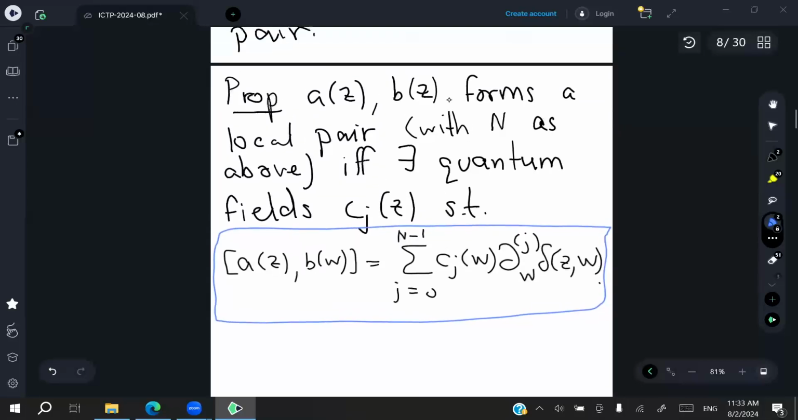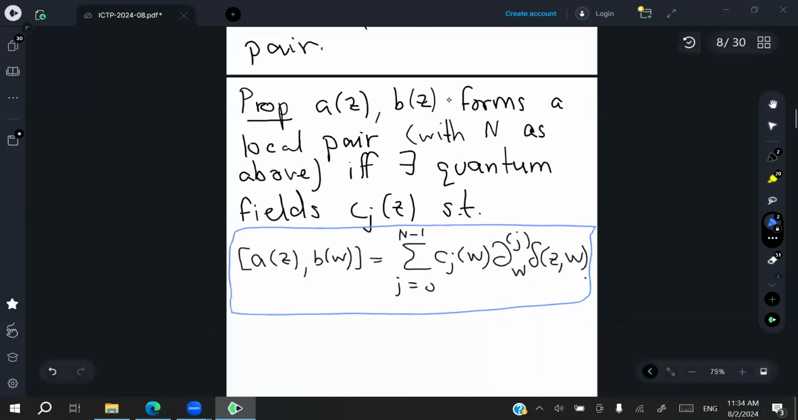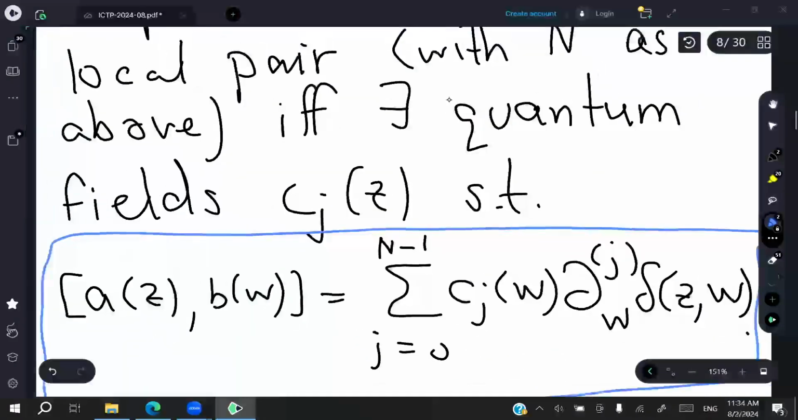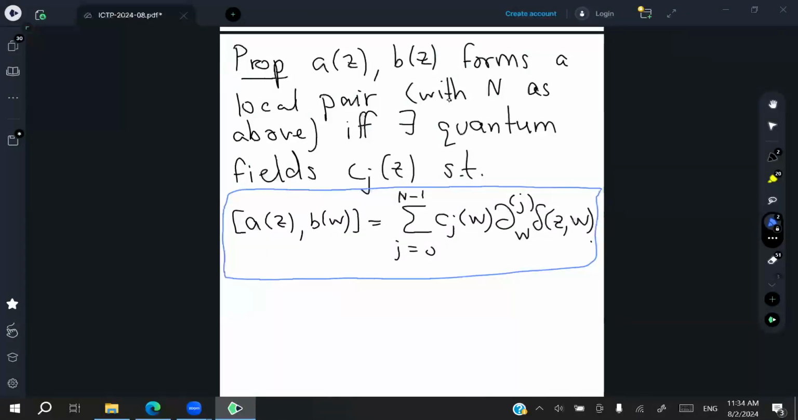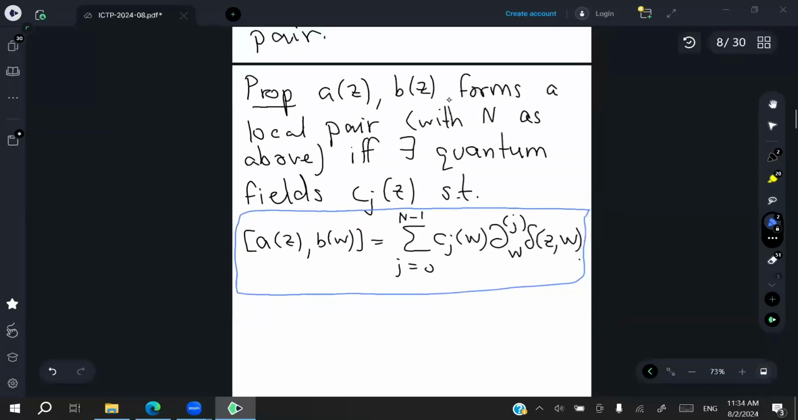So in this proposition, one direction is clear. If one has an expansion like in the blue box, then from what we've seen about the delta function, we know that the commutator is annihilated by (z minus w) to the power of n. So if there's an expansion of this form, then certainly A and B form a local pair. So the tricky part of the proposition is to prove the opposite implication. I have notes on this, but I think I might skip the proof because it's kind of difficult to write on this tablet and it'll end up taking a long time. So I'll provide notes to anyone who's interested. But for the moment, take my word for it. This is an elementary computation. Okay.